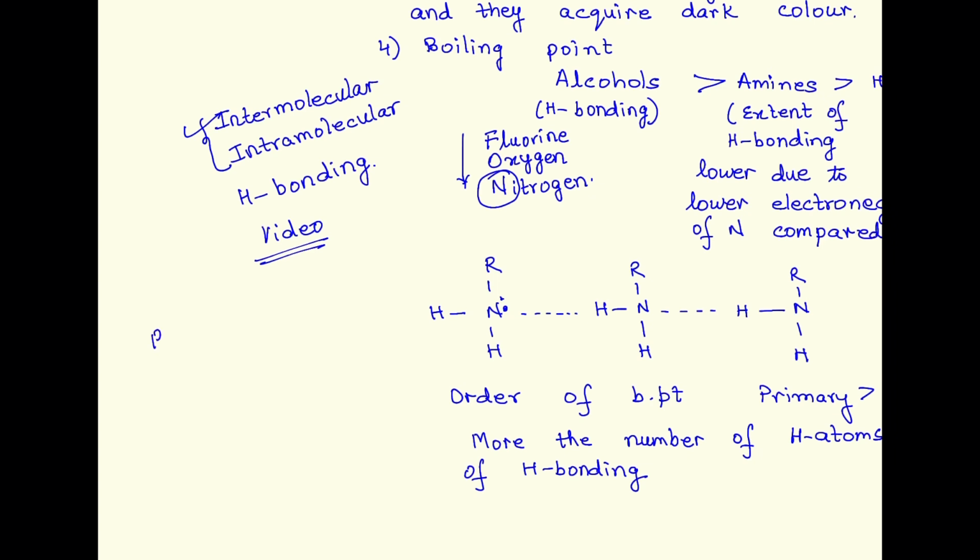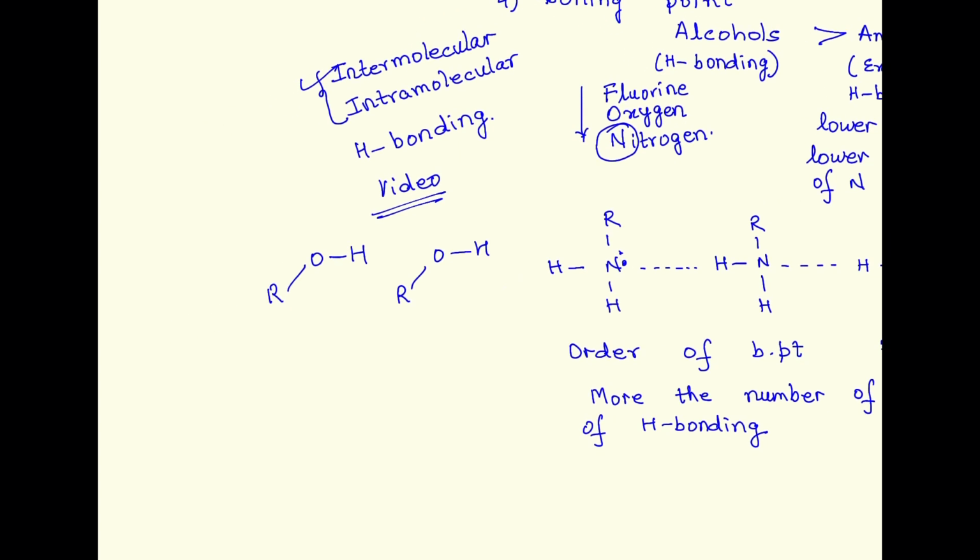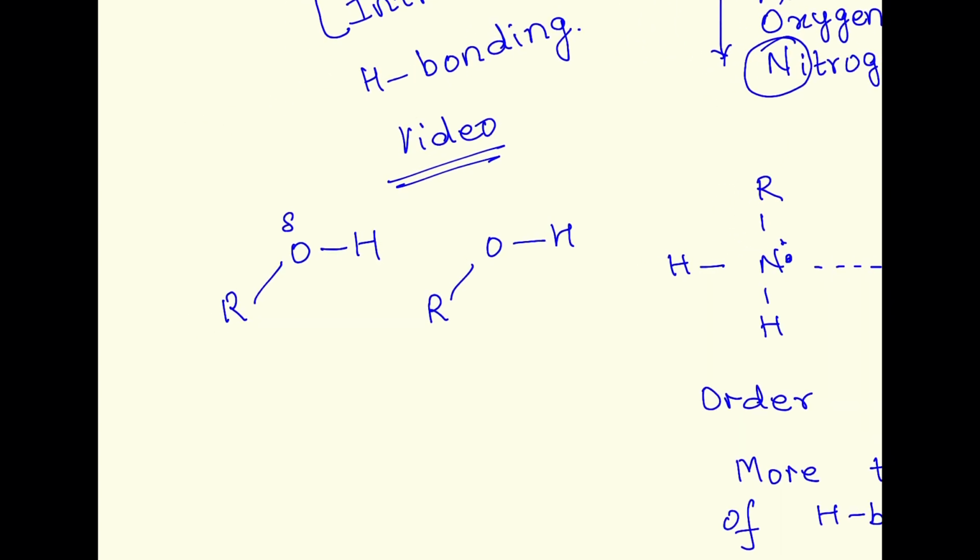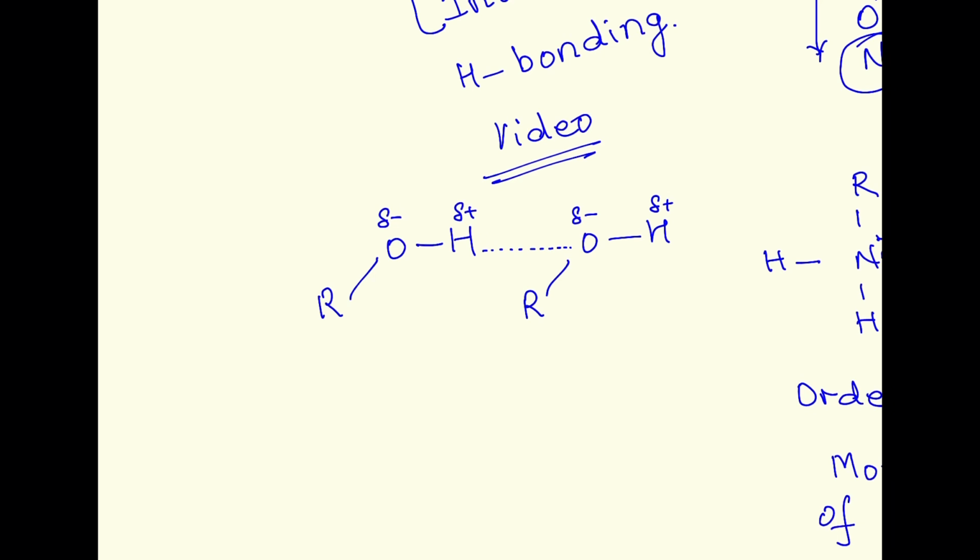Now from that video, if you remember, we've already spoken about the hydrogen bond in the case of alcohol. So you see over here, oxygen is electronegative, hydrogen becomes positive: negative, positive. The hydrogen from one molecule attracts the oxygen from the second molecule, and that is how we have hydrogen bonding in the case of alcohols.